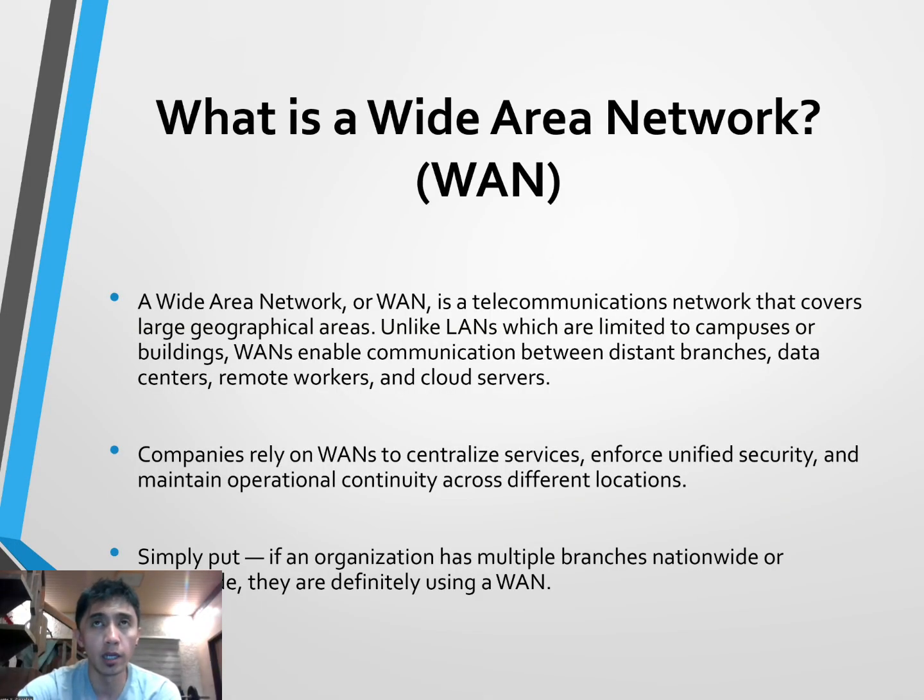So what is a wide area network, or WAN? A wide area network, or WAN, is a telecommunications network that covers large geographical areas. Unlike LANs, which are limited to campuses or buildings, WANs enable communication between distant branches, data centers, remote workers, and cloud servers. Companies rely on WANs to centralize services, enforce unified security, and maintain operational continuity across different locations. Simply put, if an organization has multiple branches, nationwide or worldwide, they are definitely using a WAN.